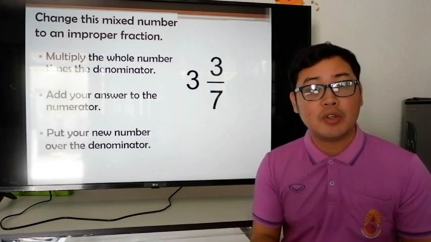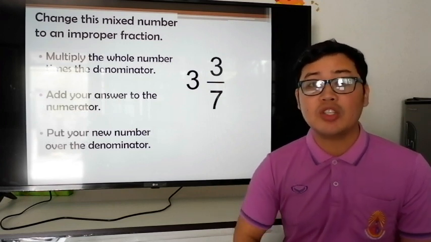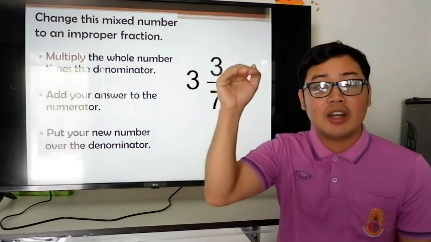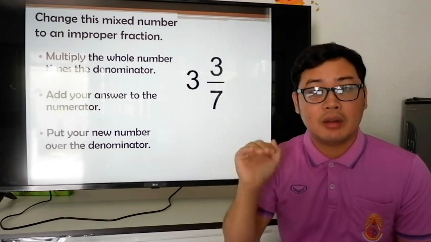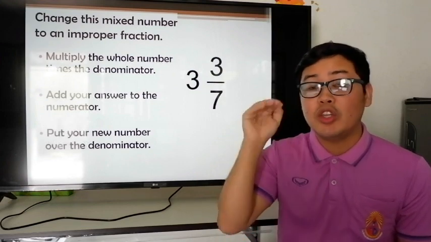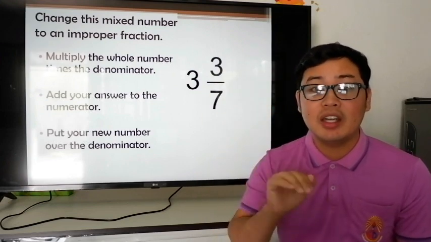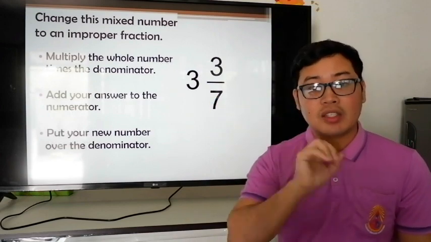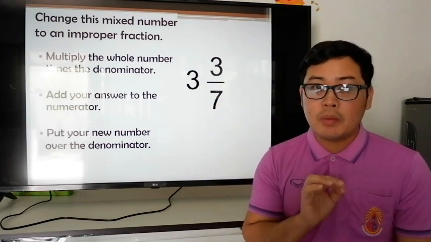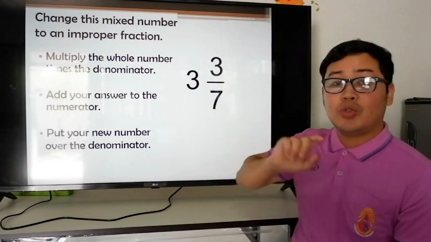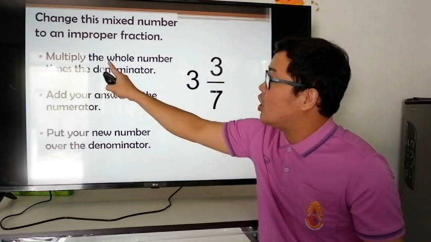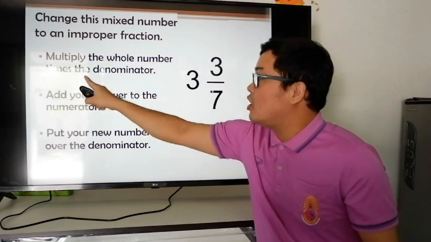Okay, when we say improper fractions, the number above is larger than the number below. In short, the numerator is greater than the denominator. So how can we change this one? We have 3 steps for us to remember to change this into an improper fraction. Number 1 is multiply the whole number times the denominator.